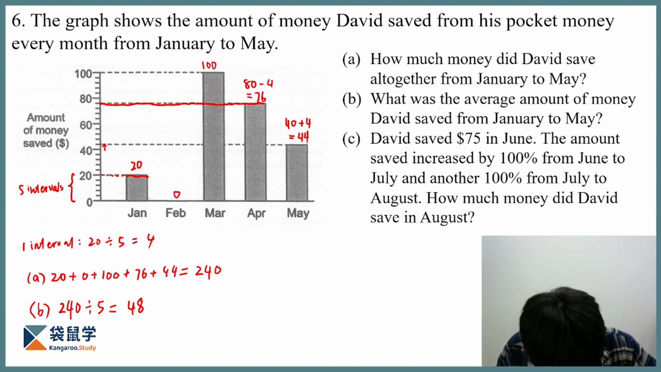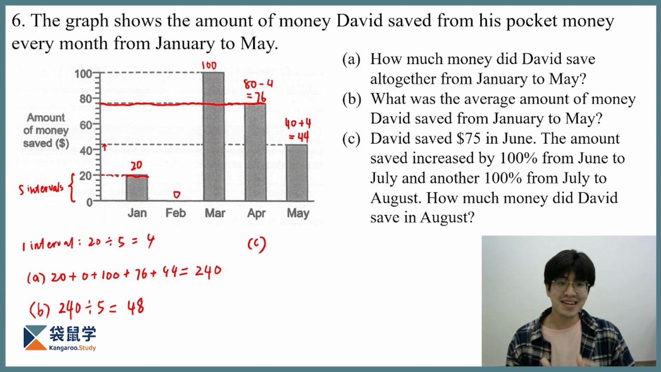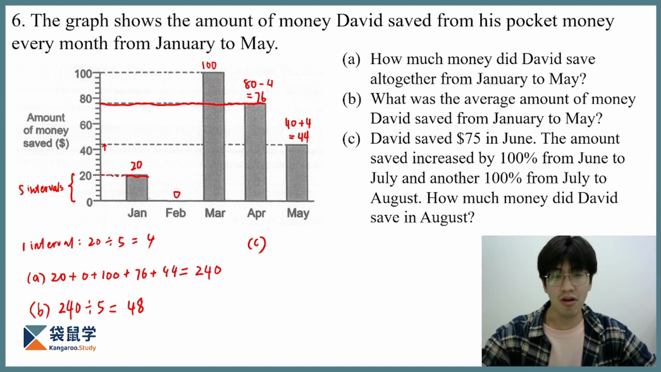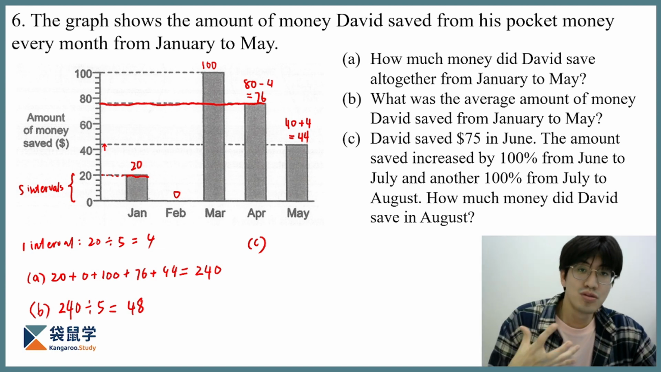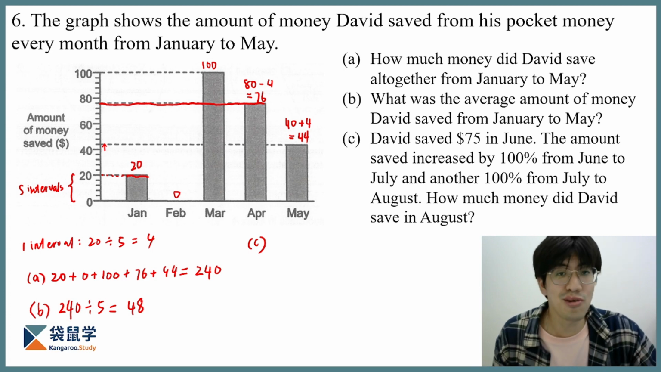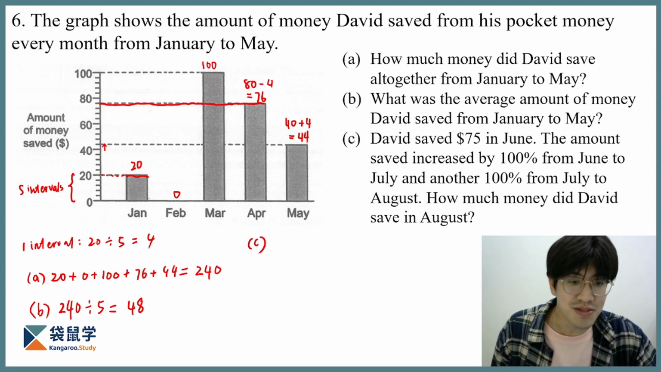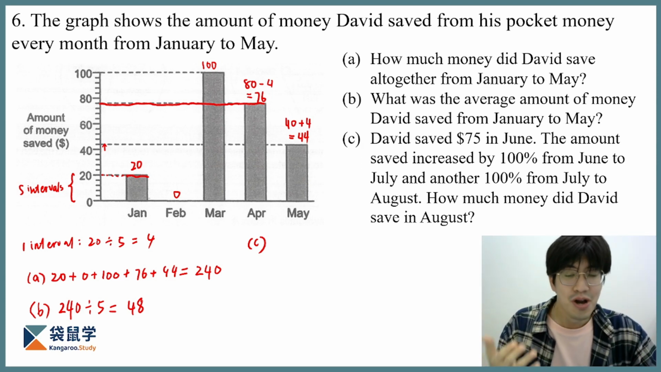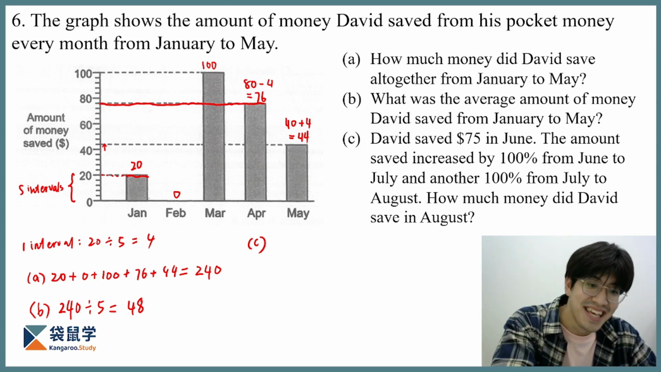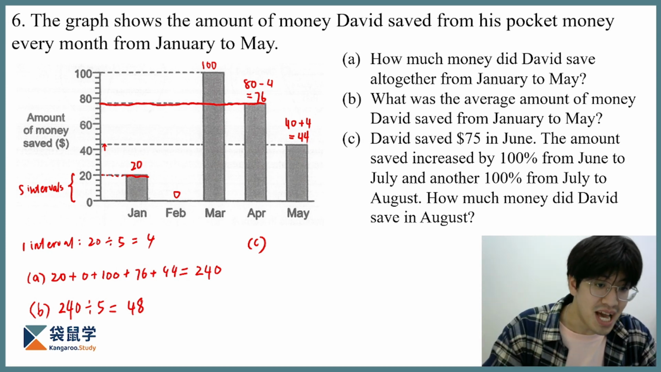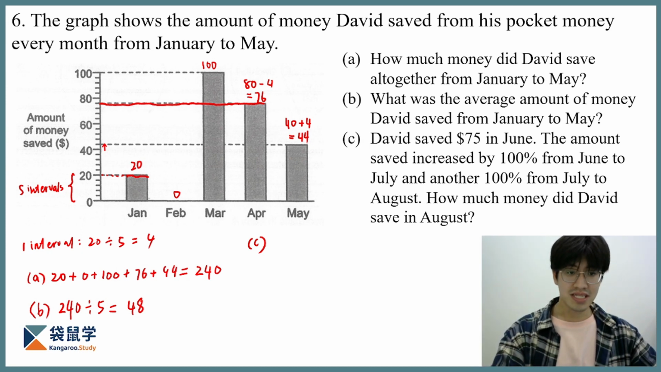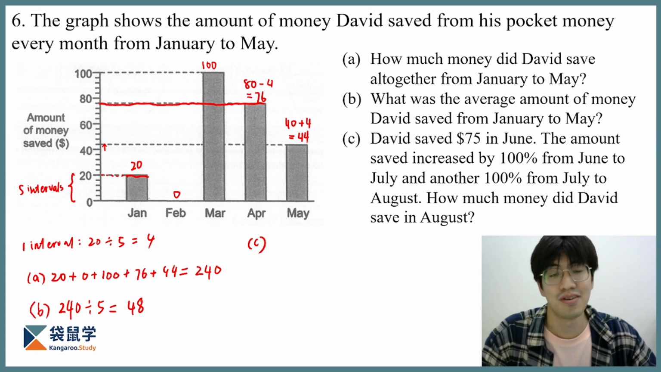Now moving on to part C, which I'll write over here. It says that David saved $75 in June. Now there's no June in the graph, so we can no longer refer back to the graph. And the amount saved increased by 100% from June to July, and another 100% from July to August. How much money did David save in August?